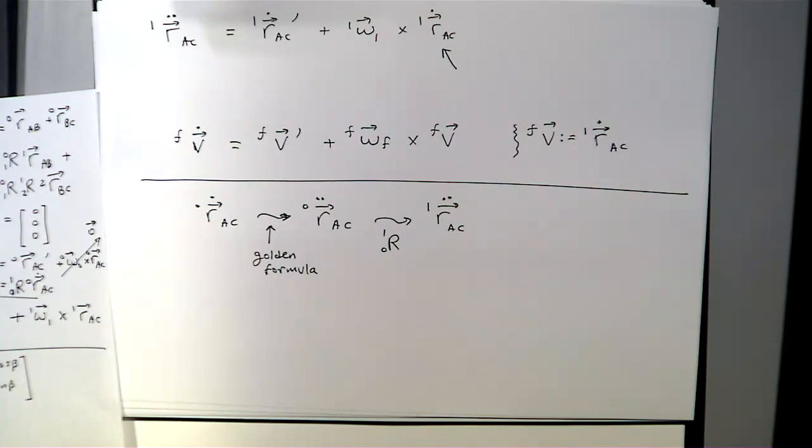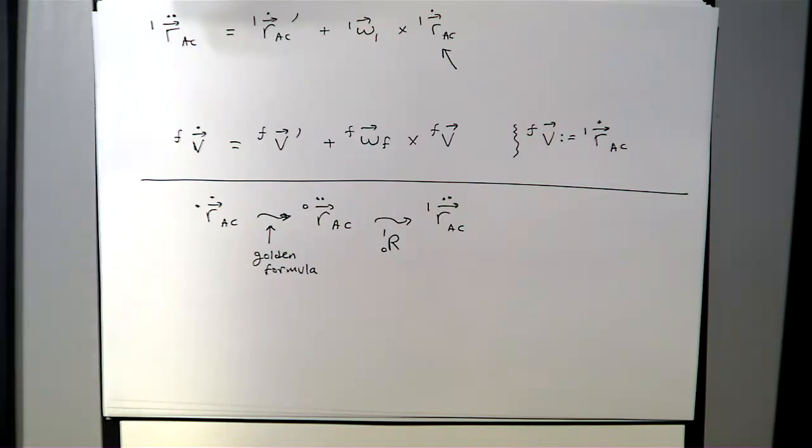Can you do it in frame 2 and then rotate to 1? Yes. Essentially, you can take the derivative first and then rotate, or you can rotate and then take the derivative, as long as taking the derivative is according to the golden formula. Then you can swap the order. You can arrive at your final result by different methods. I don't care which method you choose, but you should care, because some will take you too long. So you need to practice, and please do these suggested exercises just to time how long it takes you to do stuff.